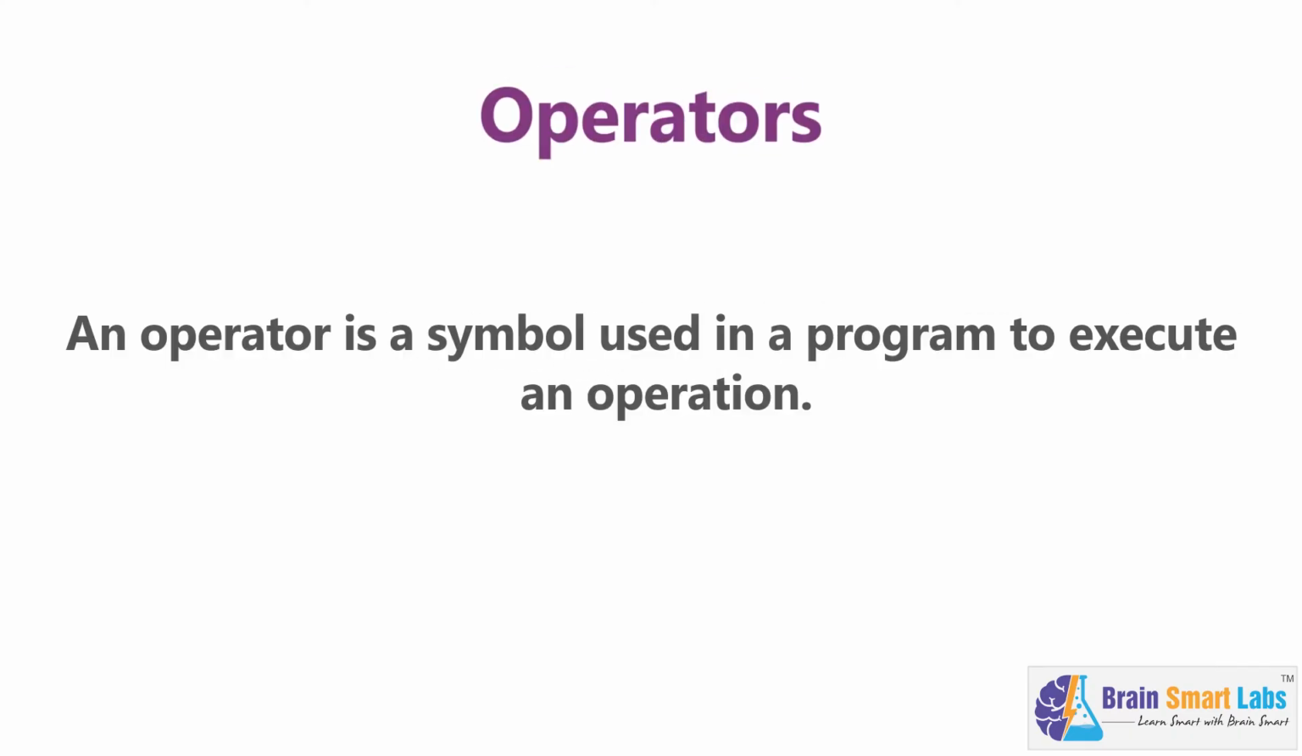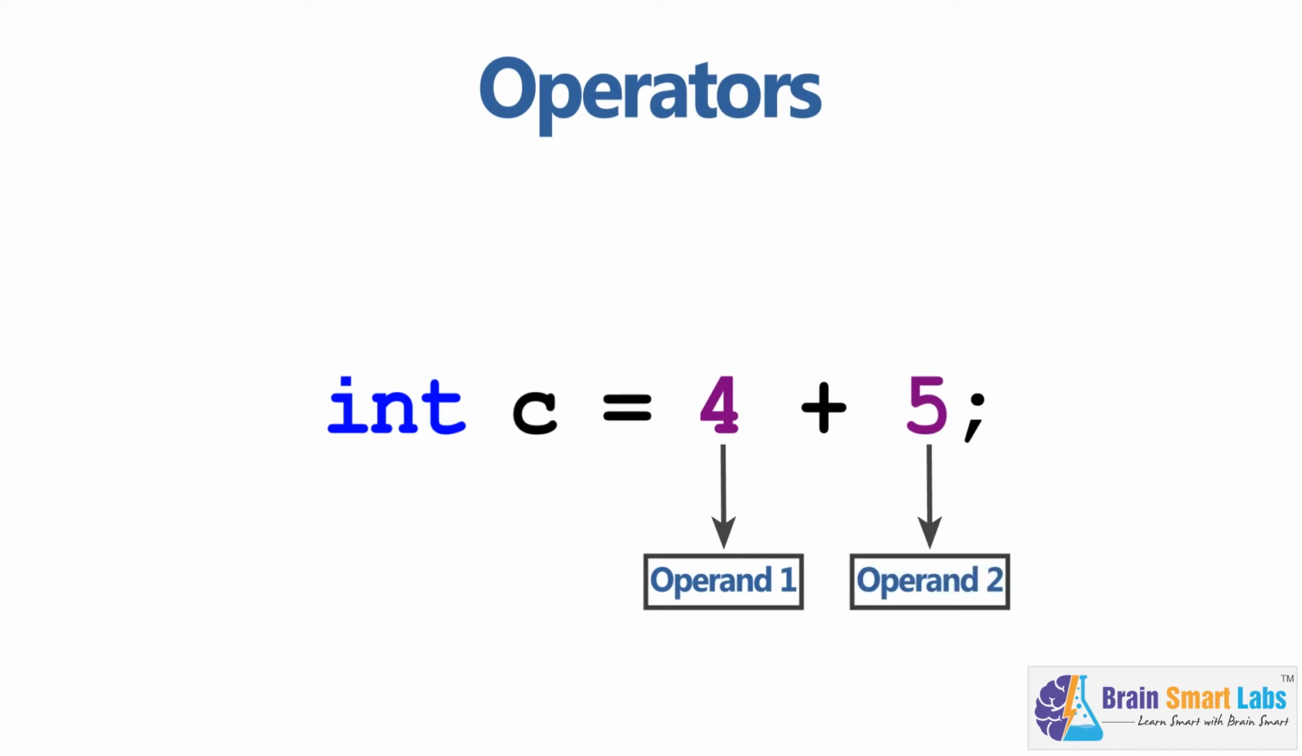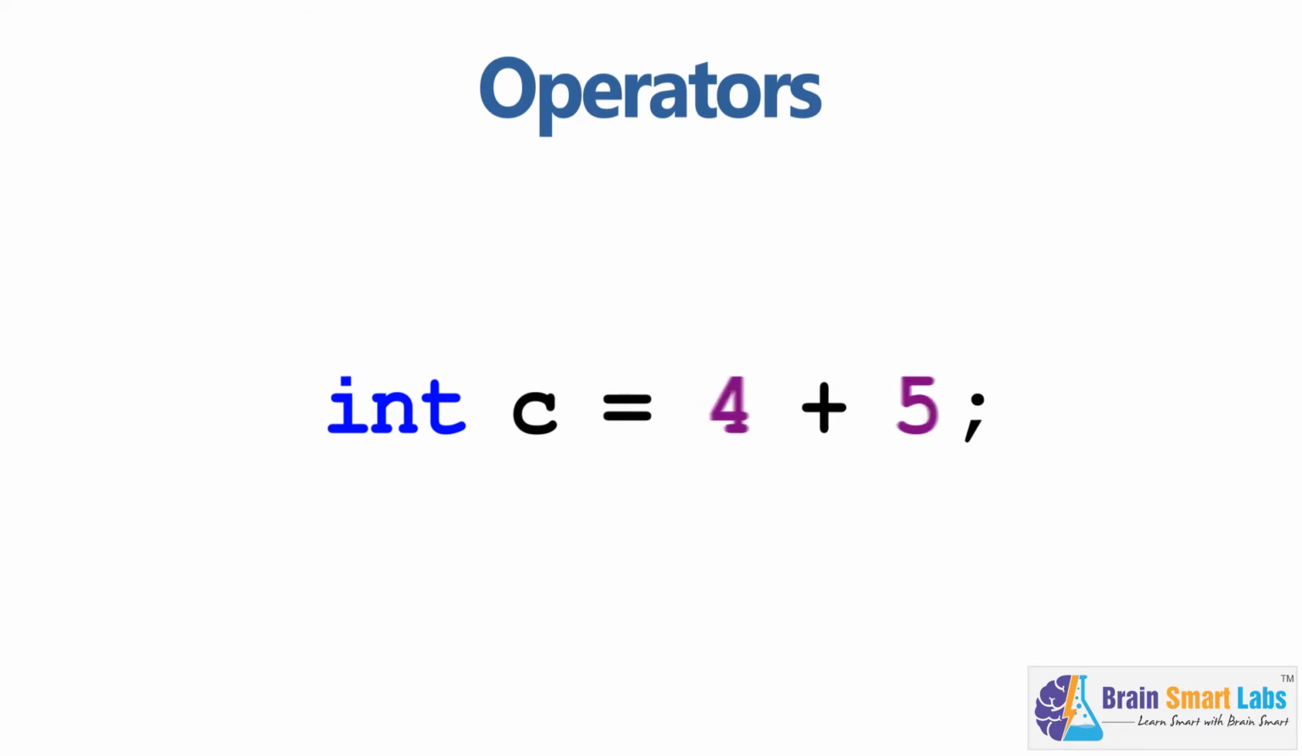An operator is a symbol used in a program to execute an operation. Consider an addition operation: int c = 4 + 5. Here numerical 4 is known as the first operand and numerical value 5 is known as the second operand. The symbol used in between is known as the operator, which actually performs the addition operation. Once this operation is done, we get something called a result that even our primary school kids will understand.